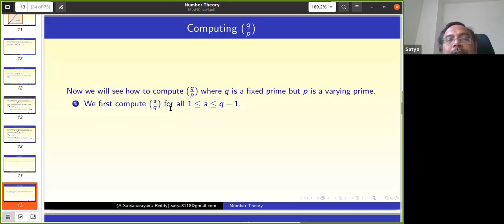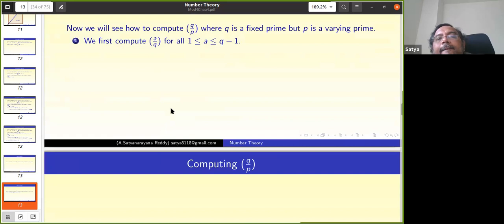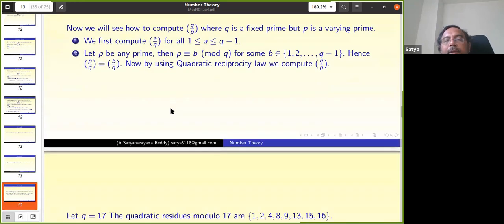So instead of that, what do we do? We'll first compute, in order to compute (q/p), right? So what is fixed here? Q is fixed. So I'll compute (a/q) now. Okay, that is easy, because there are only q minus 1 residues. So now if I take p any prime, then p is congruent to b mod q for some b, right? Then (p/q) equals (b/q), right?